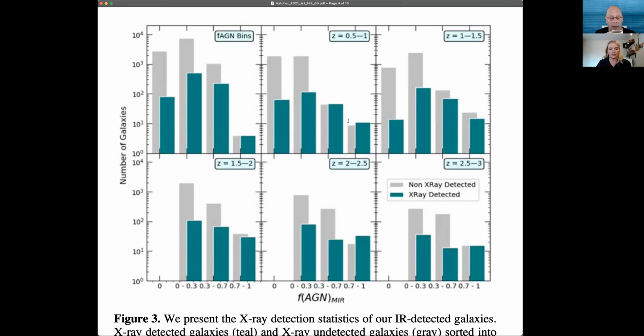From 0.3 to 0.7, we call those composites. So they have characteristics of both star-forming galaxies and AGN. And then from 0.7 to 1, we know those are IR AGNs. So this is our IR classification of whether a galaxy is an AGN or not. Got it. Okay, I'm with you. And then the subsequent panels are just increasing redshift, so we can see how our population looks over there.